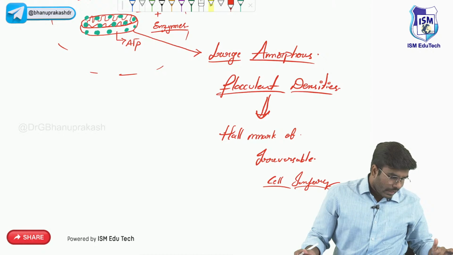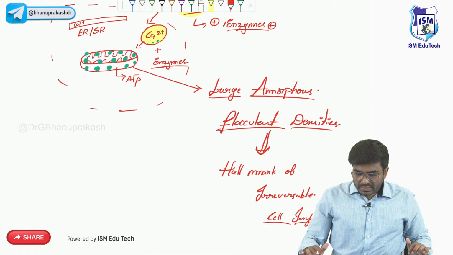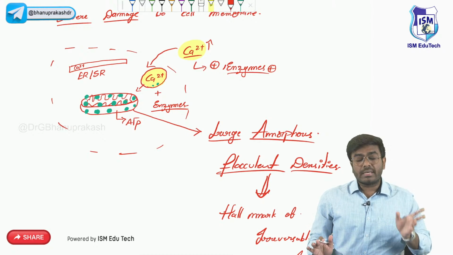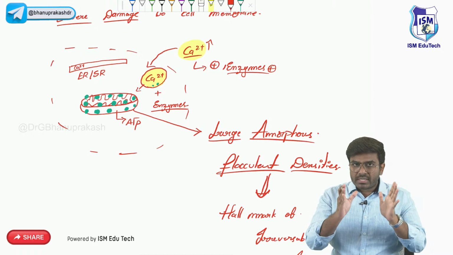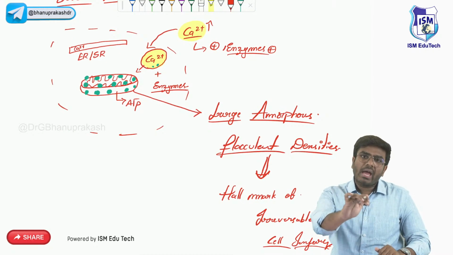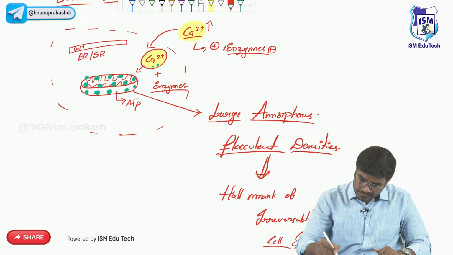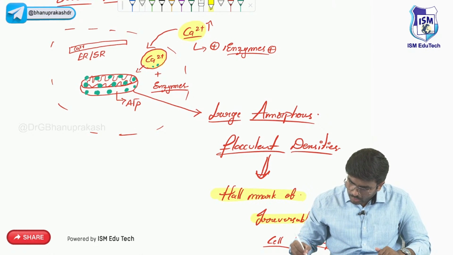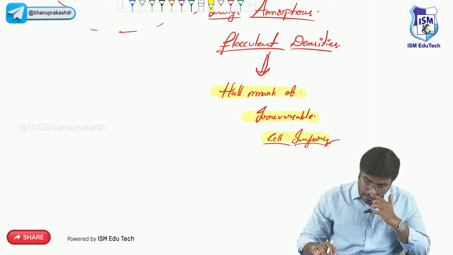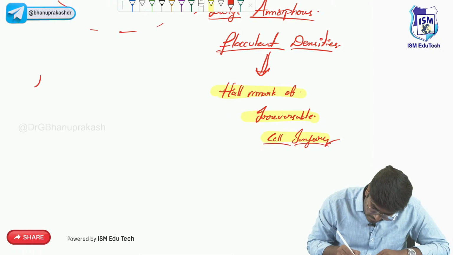Okay, now let's see what else will be changing in irreversible cell injury. Right now we are discussing irreversible cell injury. I have just discussed with you that there are large amorphous flocculent densities which are the hallmark of irreversible cell injury. Now what are the nuclear changes which you will see?